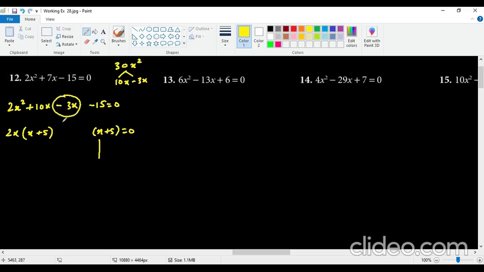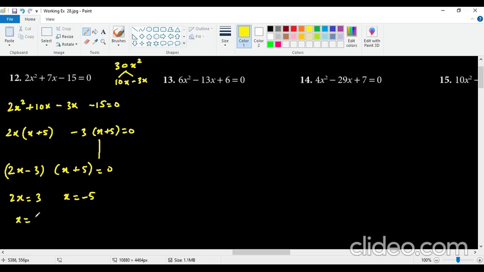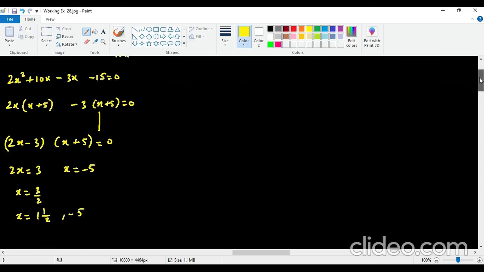So you will add minus 3 in the middle. So (2x - 3) in one bracket and (x + 5) in another bracket equals 0. So 2x equals positive 3 and x equals negative 5. That means x equals 3 over 2, or you can write x equals 1 whole 1 over 2, and negative 5. These are going to be your two answers for this question.